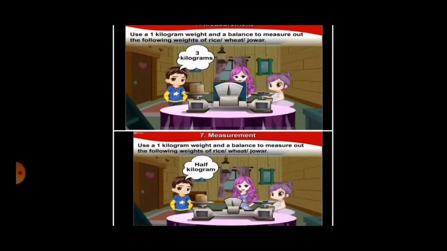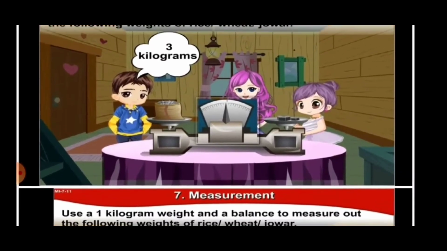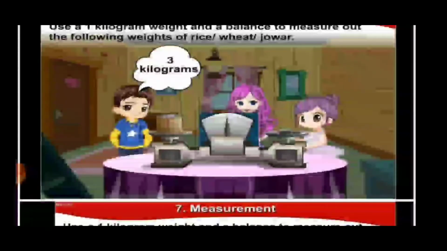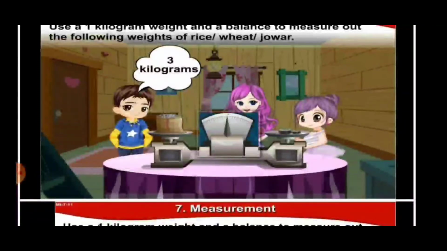Suppose you go to buy 3 kgs of rice, that is 3 kilograms of rice. Then on the weighing machine or scale, on one side of the balance you put 1 kg and 2 kg weights, and on the other side you keep the bag of rice and you put the rice in it until the needle on the balance points in the middle. So these standard units help us to get the correct measure of the rice.